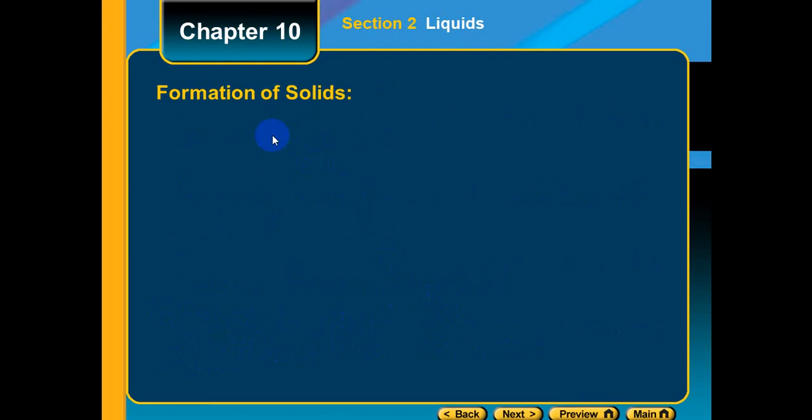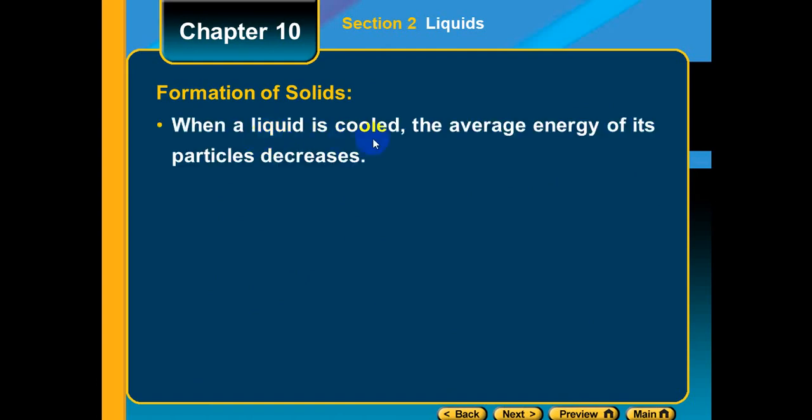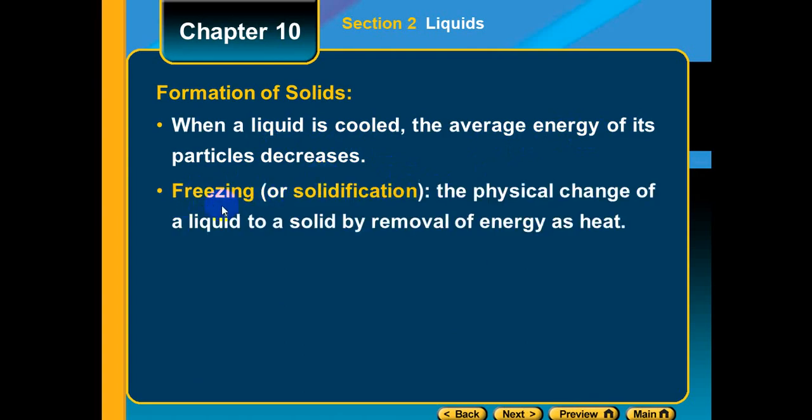Liquids can also change into a solid, like the changing of water to ice. When a liquid is cooled, the average kinetic energy of the particles decreases, which causes the liquid to change into a solid. This is called freezing or solidification. It is a physical change of a liquid to a solid by removal of energy as heat.